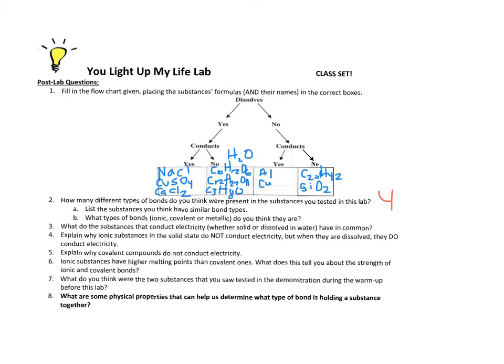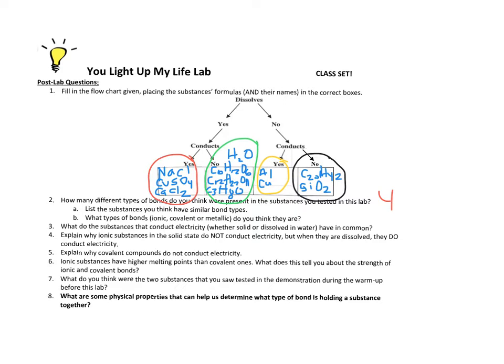2A says list the substances that you think have similar bond types. So hopefully you realize that with the 4 categories, everybody here is going to have one bond type. Everybody who can dissolve but not conduct will have another bond type. Those that don't dissolve but still conduct have a different bond type. And last but not least, the ones that don't dissolve and don't conduct at all also have a different bond type.